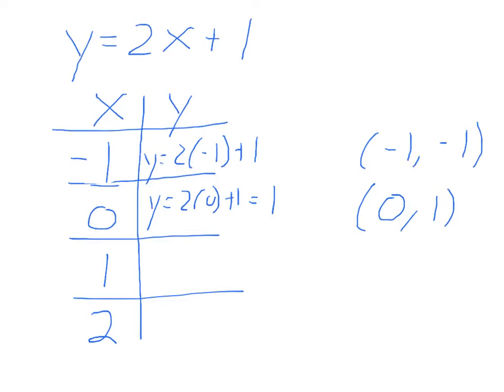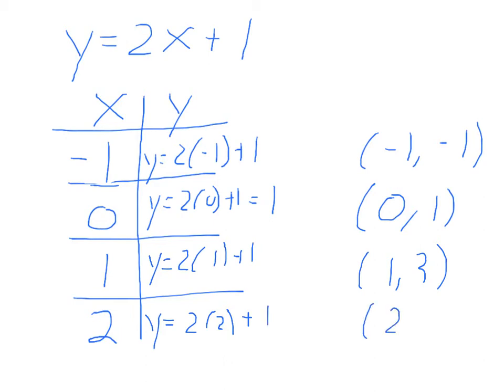If you did it correctly, you would have found that 1 pairs with 3, and 2 pairs with 5, so you would get 2, 5. So these are 4 possible solutions.